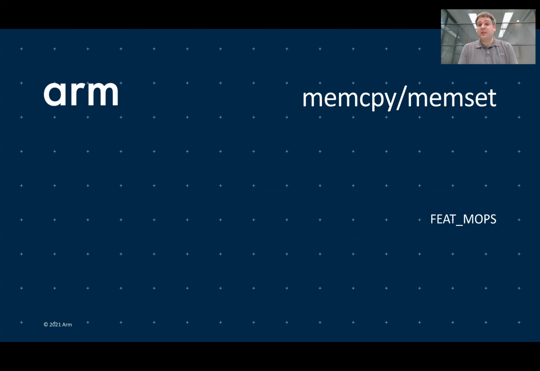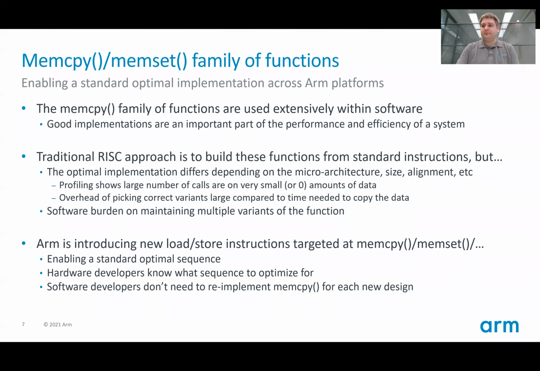So the features we're going to be looking at for this year, memcopy and memset first. Just on these title slides, you'll notice the feat string on many of these slides. If you've not come across this before, whenever we define a new feature in the architecture, we assign it a name, an identifier of this format. And I've included it because if you're looking for information in our manuals, then it's easier to Control-F for this kind of string.